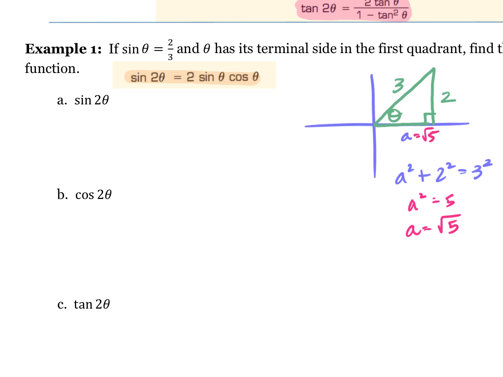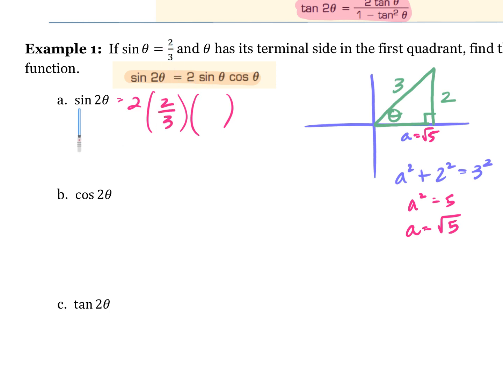Perfect. So now that we've got our triangle made up, let's use this formula, which is the sine of 2 theta. All we've got to do is say it equals 2 times the sine of theta. You guys, didn't they give us the sine of theta? Sine of theta is just 2/3.